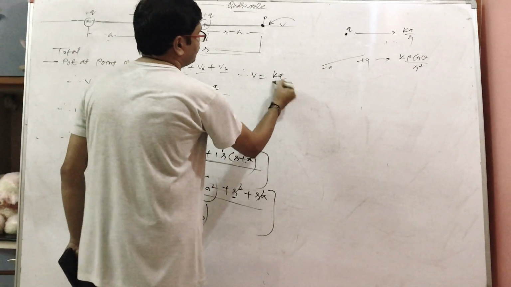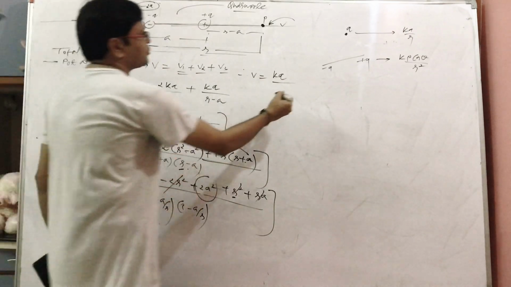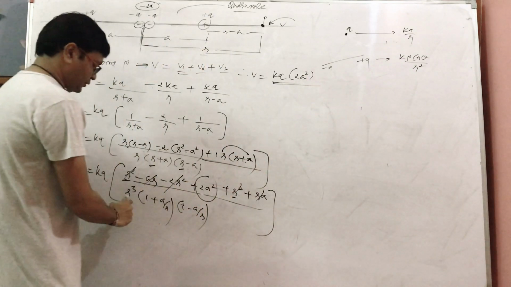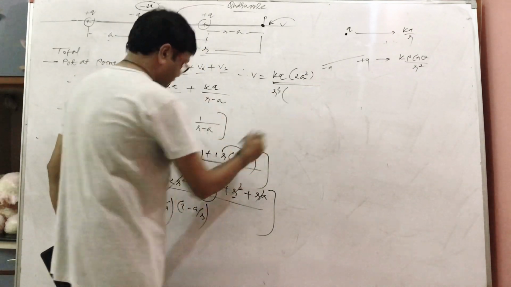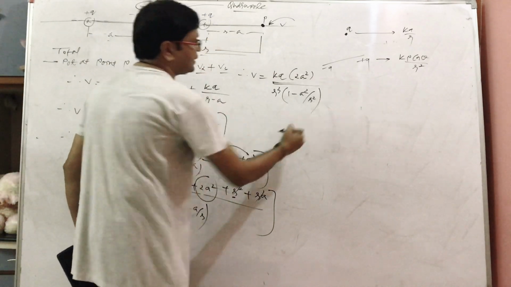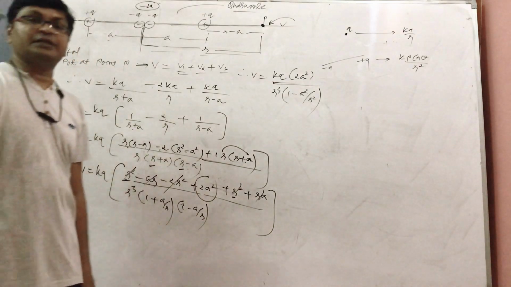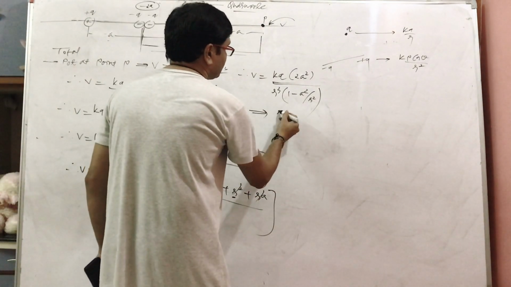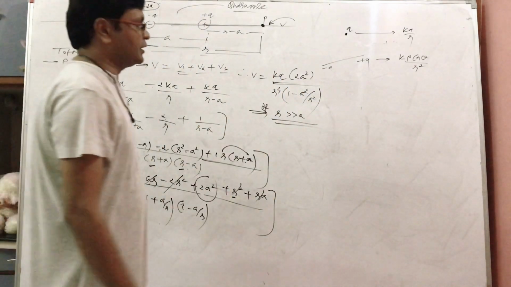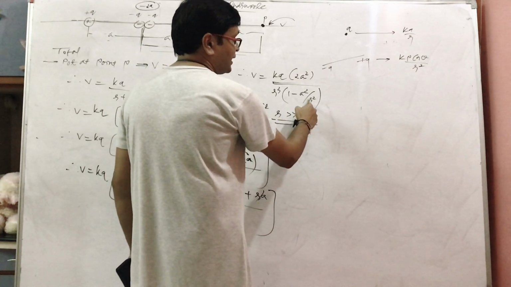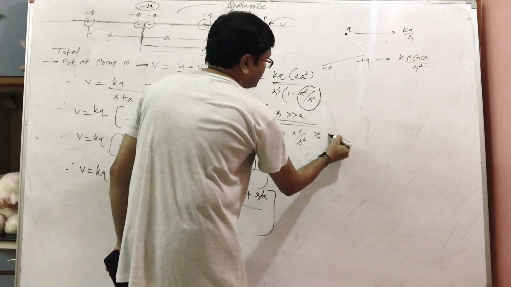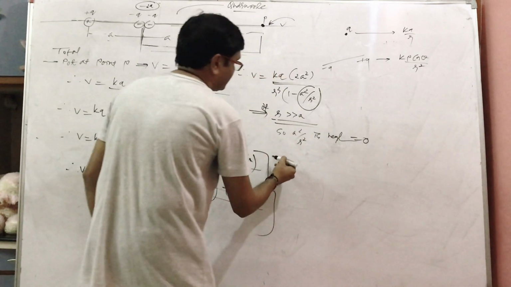So V is equal to kq into 2a square upon r cube, and this can be written as 1 plus a by r, 1 minus a by r. So 1 minus a square by r square. You know that a plus b, a minus b is a square minus b square. But here they mention r is much greater than a, already given in the data, just check it. So r is much greater than a, already r square is in the denominator. What about this term? So a square by r square is neglected or simply 0.